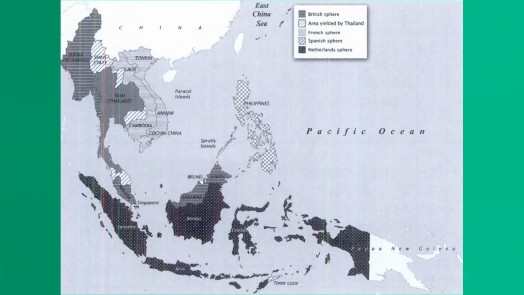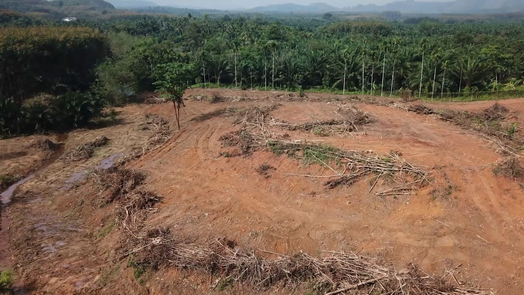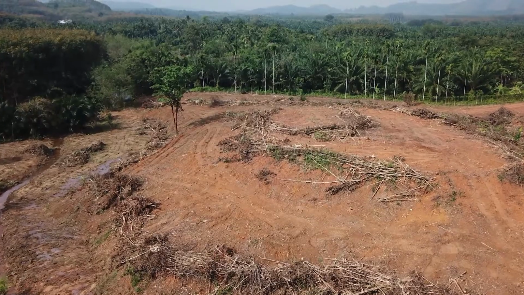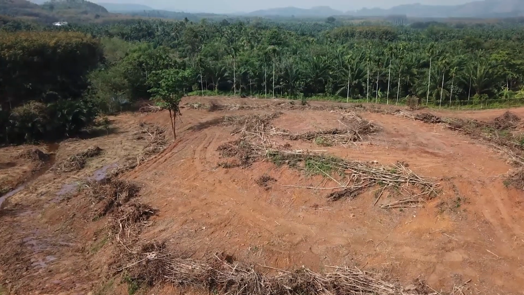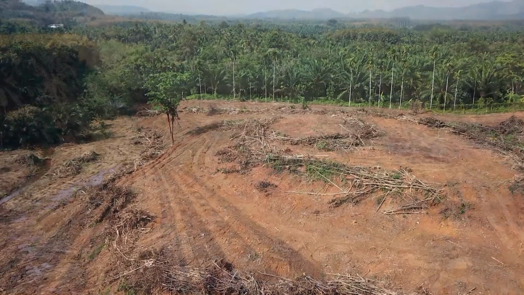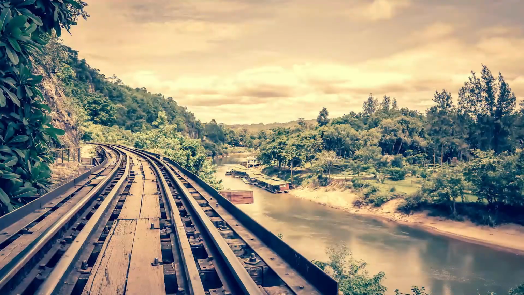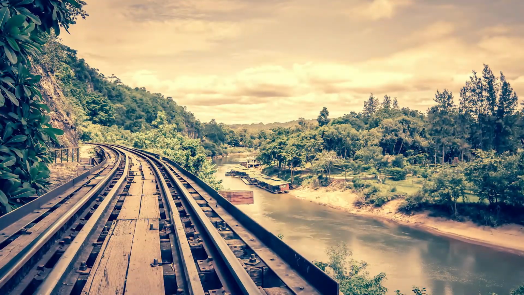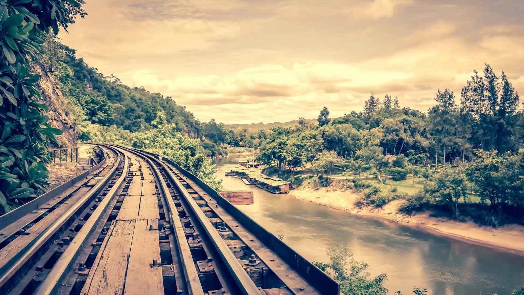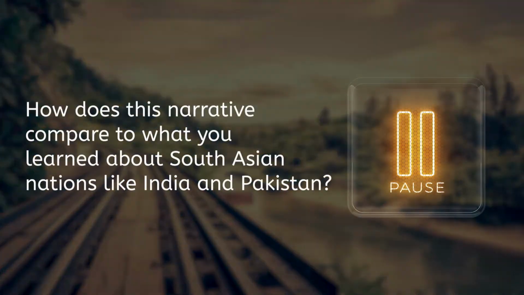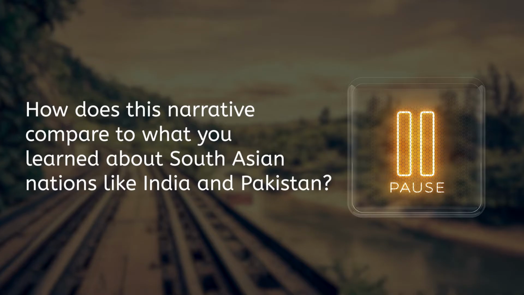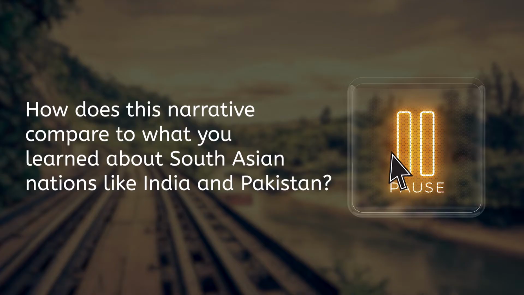During European colonization, every country in the region except Thailand was ruled by a foreign empire. Forests were clear-cut to make way for plantations, and in the river deltas, rice production was expanded for export. Infrastructure was modernized to promote trade, which naturally caused urbanization and immigration. How does this narrative compare to what you learned about South Asian nations like India and Pakistan? Pause the video here and respond to question 2 in your lesson viewing guide.